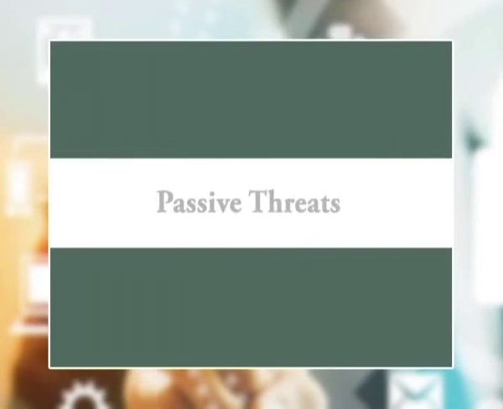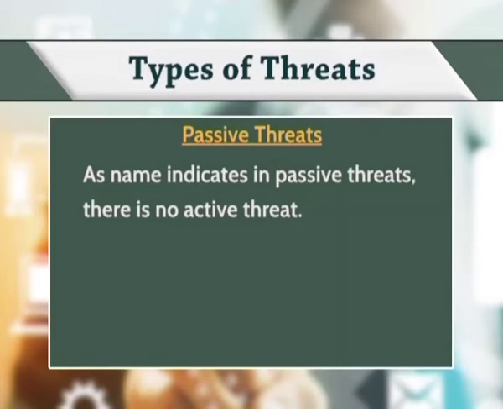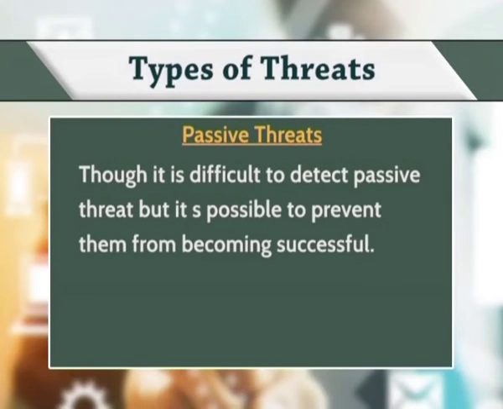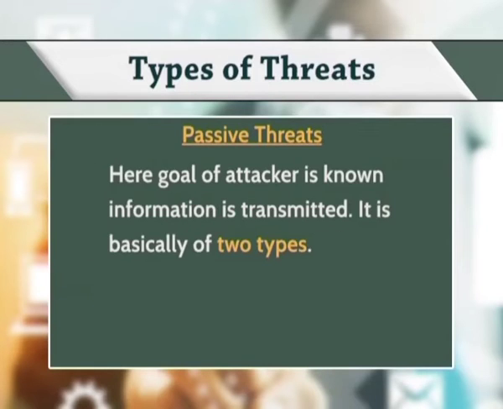Then we will discuss passive threats. As the name indicates, in a passive threat there is no active threat. There is neither any unauthorized access or modification of data or message, nor is there any denial of authorized access. Though it's difficult to detect passive threats, it's possible to prevent them from becoming successful. Here, the goal of the attacker is to ensure no information is transmitted.